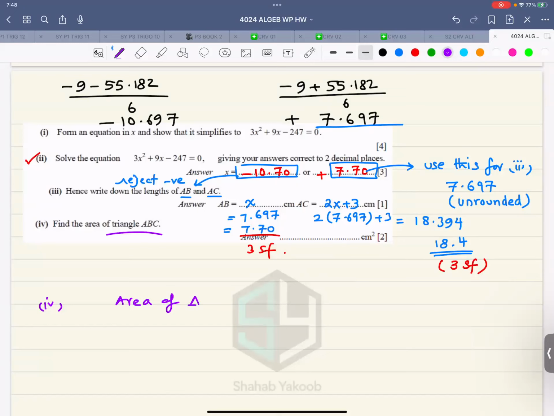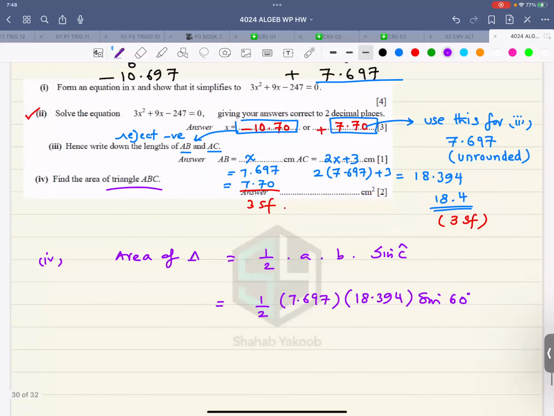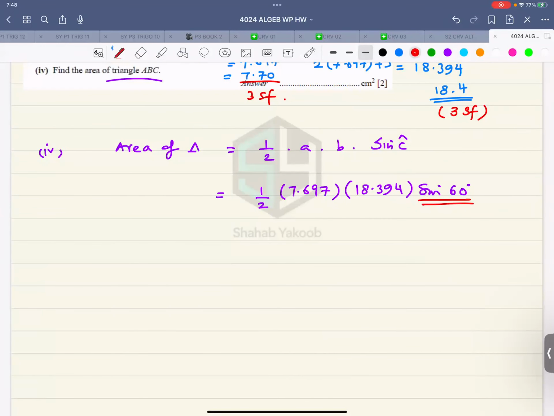Area of a non-right angle triangle. It applies to a right angle also. That's half into a into b into sine of C. That is half into 7.697. Again, using the rounded off value, into 18.394 sine of 60 degrees. Now, sine of 60 degrees from the calculator, this is 0.8660. This is half over here.